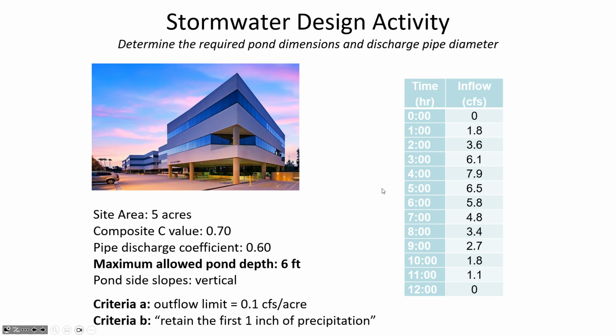Okay, so let's consider, what if there was an area that was being developed, and this is a mixed-use commercial area that has some grassy areas, some roof area that's going to be completely impervious, and parking areas that are impervious. But in total, it's a 5-acre site, and the weighted composite C value after development is 0.70. And we're going to be sizing not only how big the pond needs to be, but also what is the required diameter of the outflow pipe in order to limit the flow to some specified flow rate.